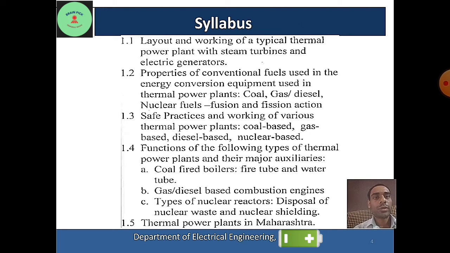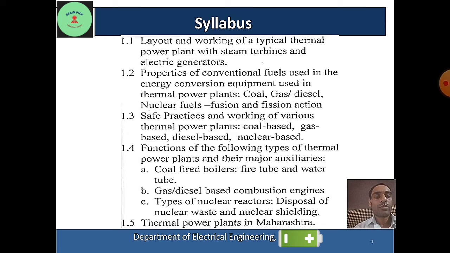So the contents of unit number 1: first is layout and working of a typical thermal power plant with steam turbines and electric generators. Number 2, properties of conventional fuels used in the energy conversion equipment used in thermal plants: coal, gas, diesel, nuclear fuels, fusion and fission action. Number 3, safe practices and working of various thermal power plants.